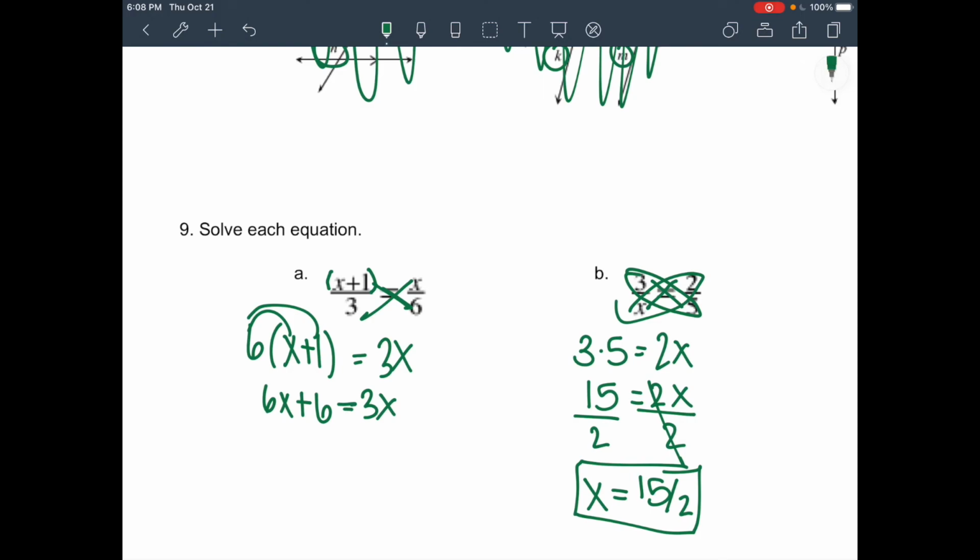So then we're going to get the x's together. I'm going to take away 6x from both sides because the 3x is already alone. So I'm going to move it over there. I get negative 3x equals 6. And then the last step would be divide both sides by negative 3. This cancels out and x equals negative 2.